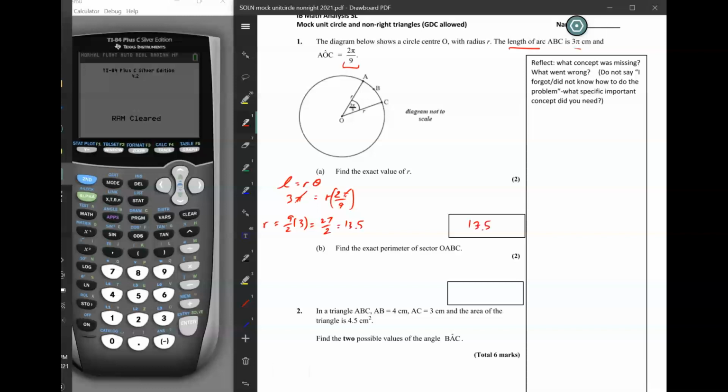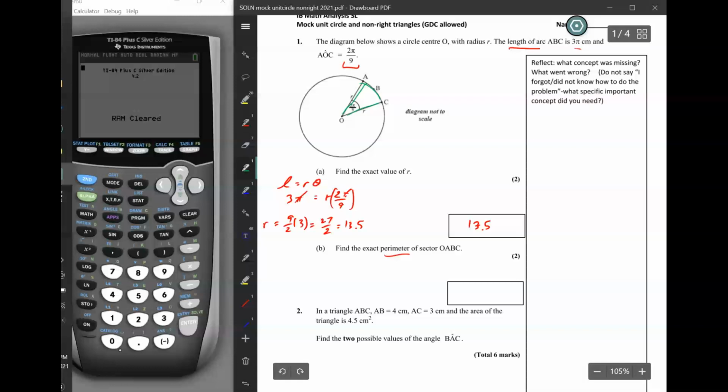13.5 centimeters. Find the exact perimeter of sector OABC. So OABC would be OABC. Be careful because usually when we look at a sector, we do things like find the area, and this is asking us for the perimeter. So to find the perimeter of this piece of a sector, we actually want to find the lengths of all these green lines.